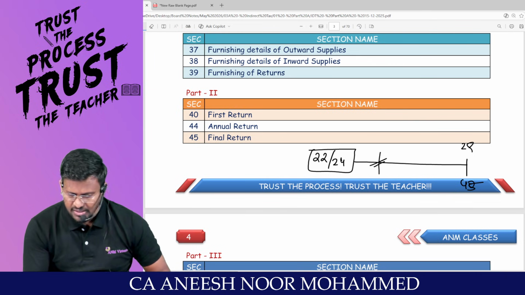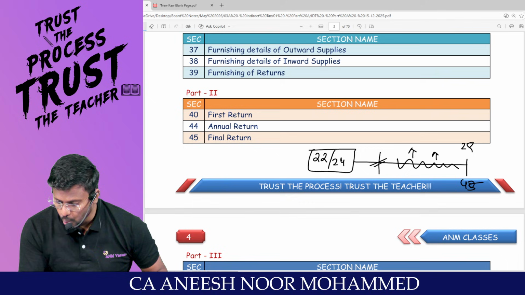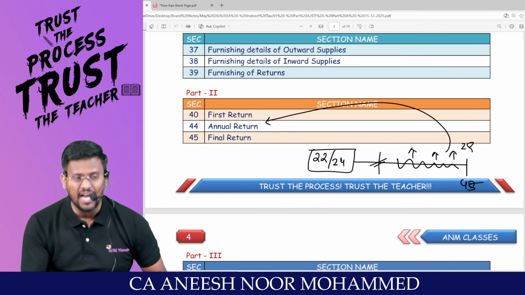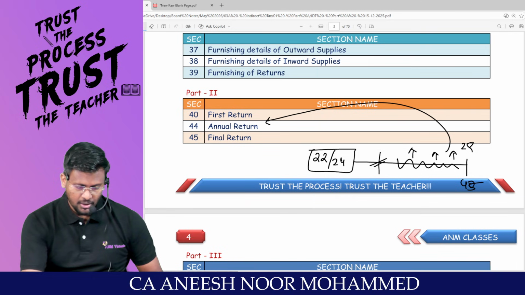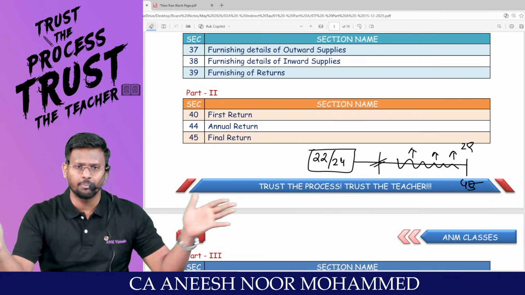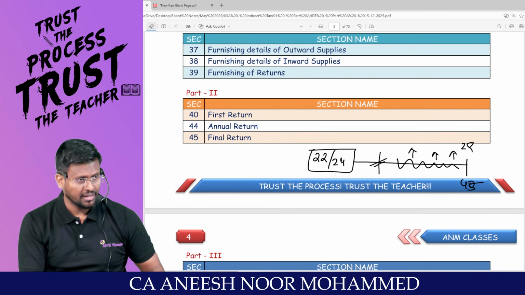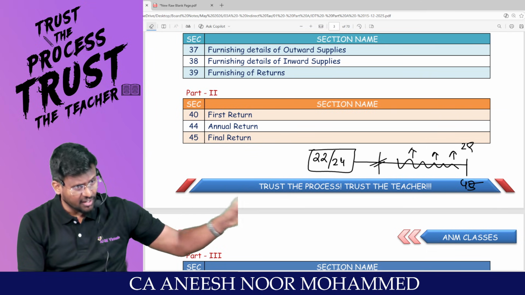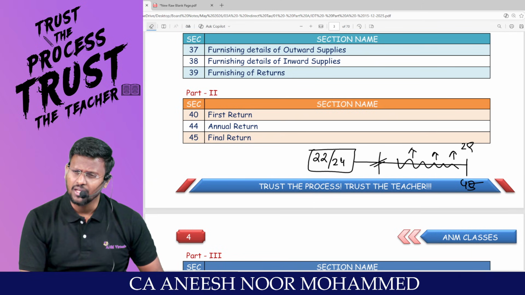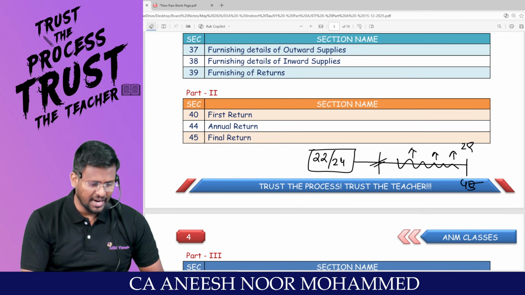Sir, in between, some years would have passed. For every one year, you are supposed to file a return called the annual return. So there are 3 types of return: the start return, the end return, and the mid return throughout. Start return, first return under section 40. End return, final return under section 45. And every year we are supposed to file a return called the annual return under section 44.